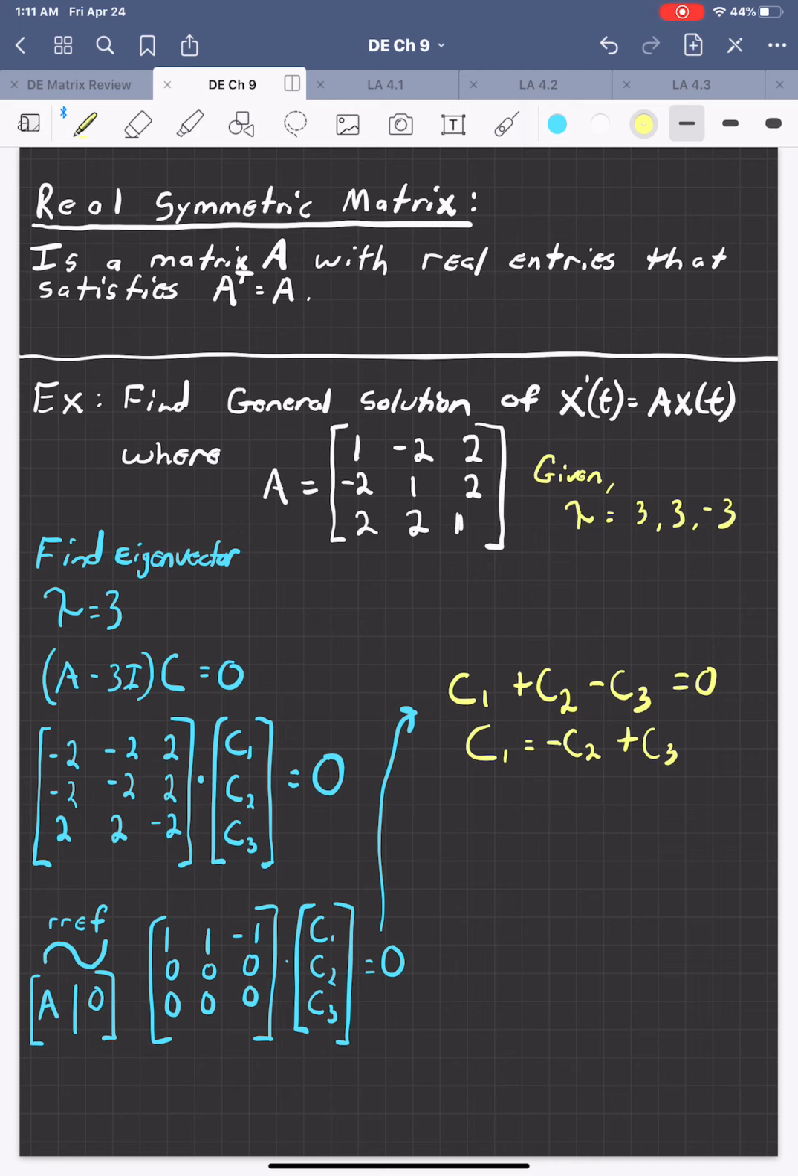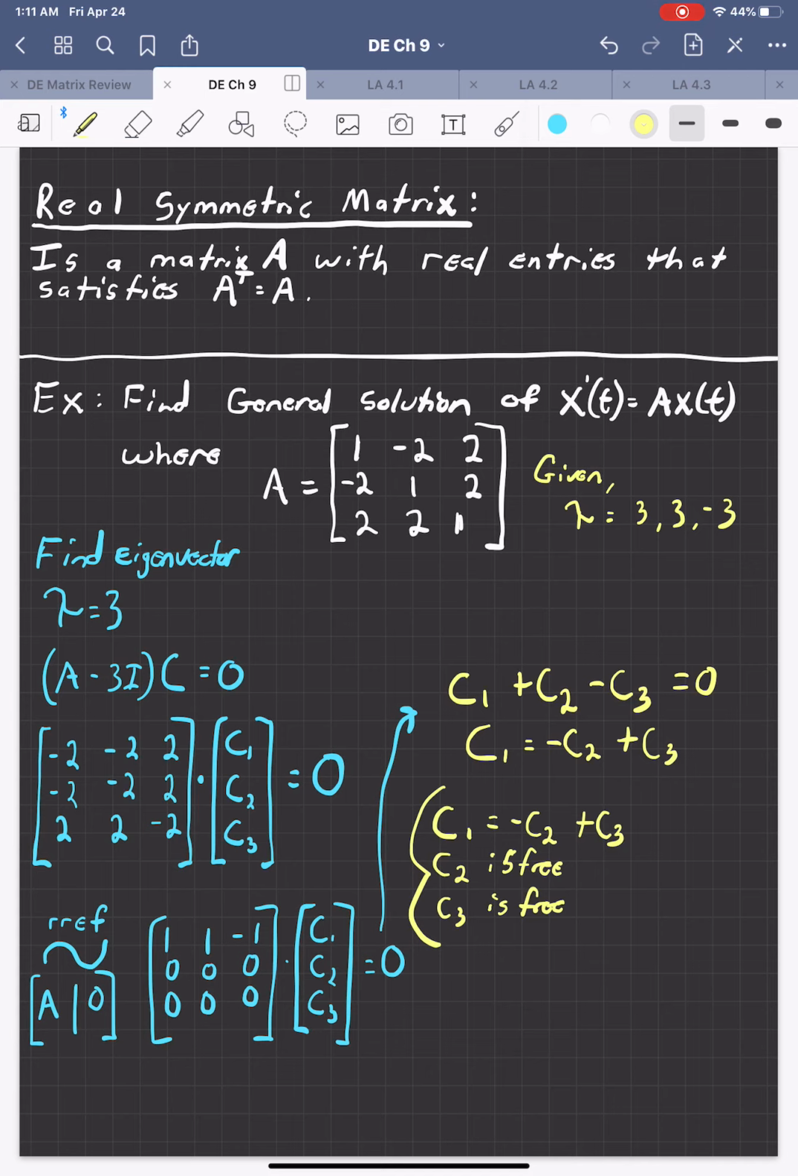Now the question becomes, how do I set up my vectors? Because you're not choosing values to plug in for your vectors. So it would look like this. C sub 1 is equal to negative C sub 2 plus C sub 3. C sub 2 is free. C sub 3 is free. So that's our description.